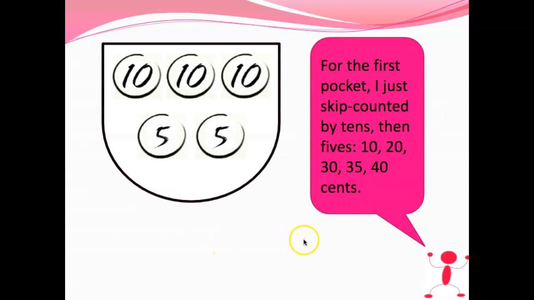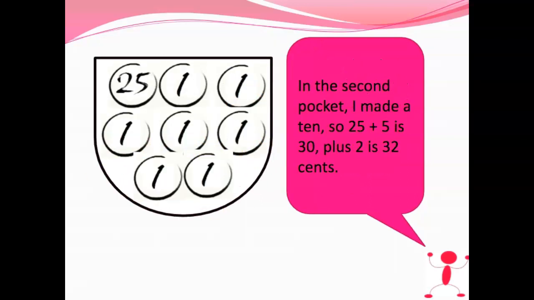Okay, here was pocket 1. For the first pocket, I just skip counted by 10s and then by 5s. So 10, 20, 30, 35, 40. So pocket 1 had 40 cents. For pocket 2, I made a 10. So I have 25 and then 26, 27, 28, 29, 30. That's my 10 plus 2 more, 32.